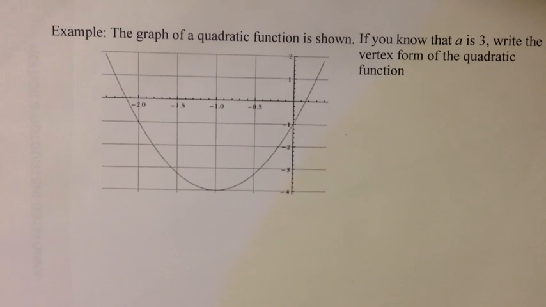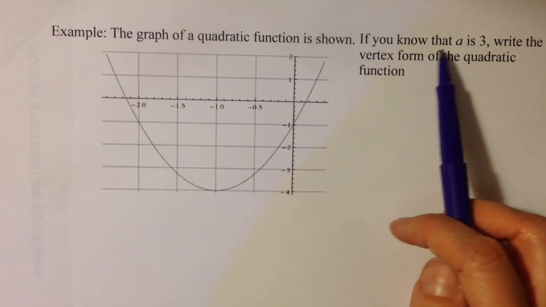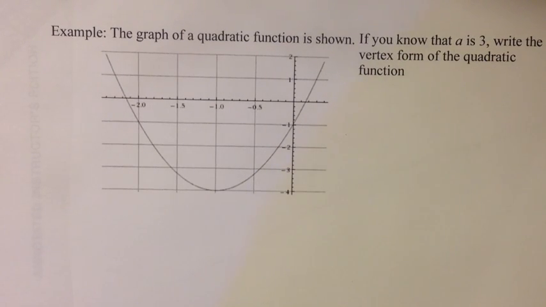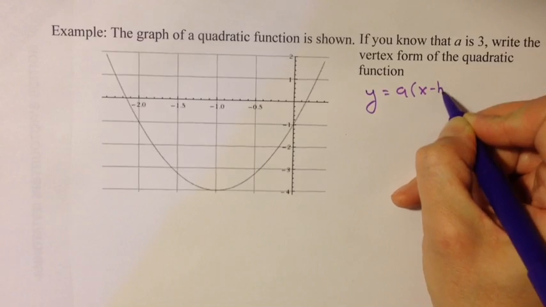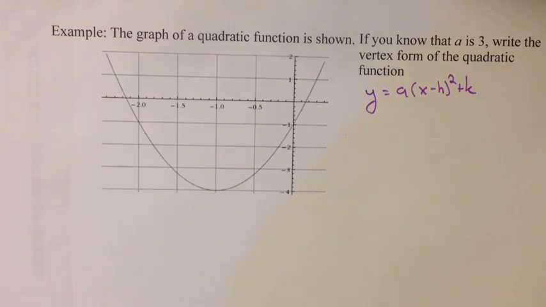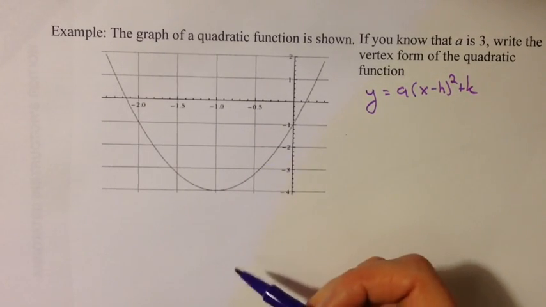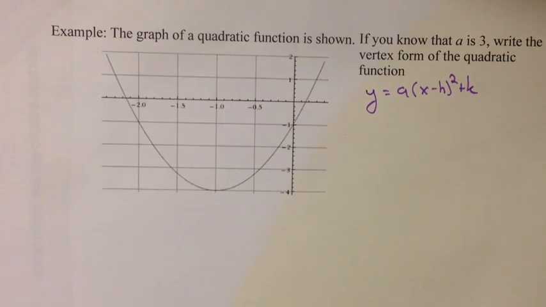And finally, another question to stretch your brain a little bit. The graph of a quadratic function is shown here. If you know that a is 3, I'd like you to try writing down the vertex form of the quadratic function. Remember that the vertex form is y equals a times (x - h) squared plus k. Now I do want you to take a moment, look at the graph, and see if you can figure out how to fill in those pieces from the graph. So, did you come up with anything?